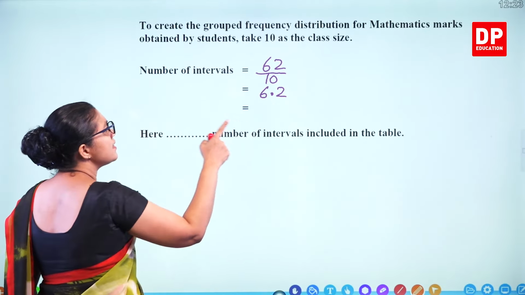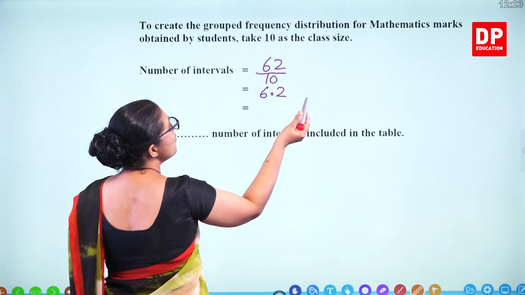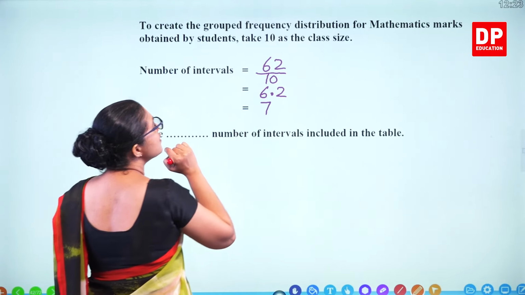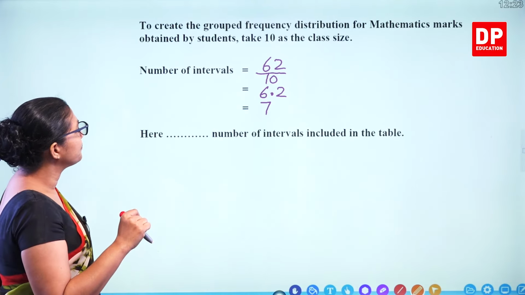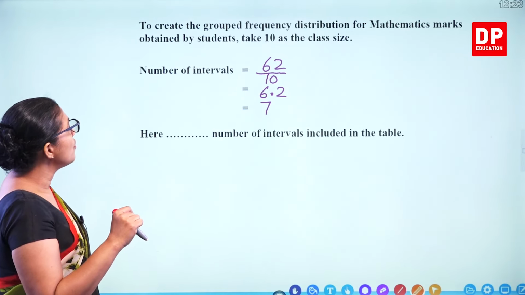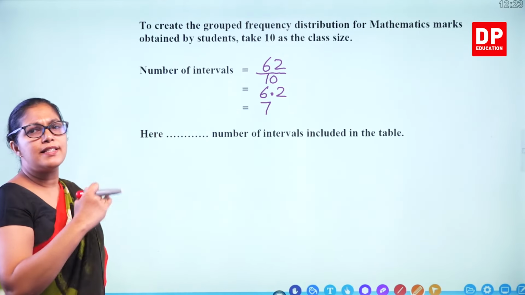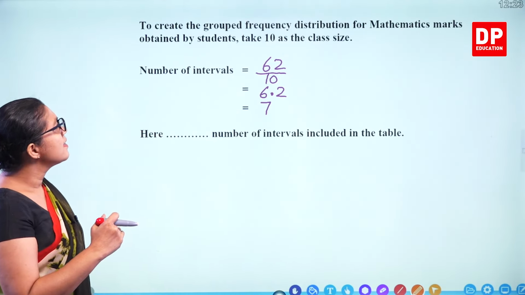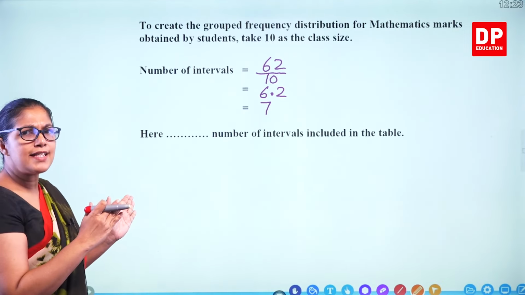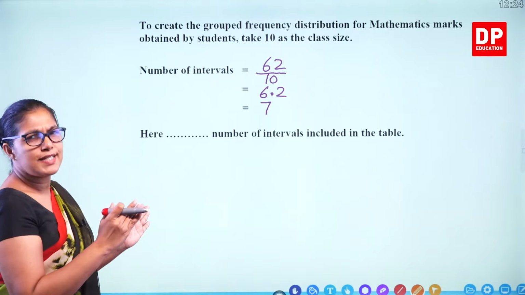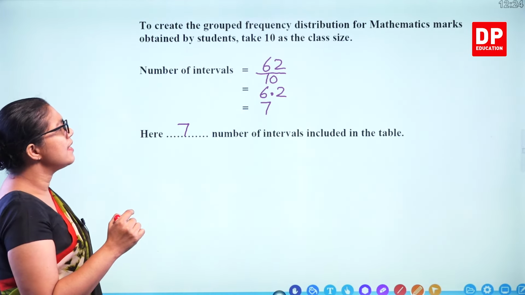So you can get a value close to that. So we'll take the value 7. That's the highest integer. So we can say we need 7 intervals in this data set if we take the class size as roughly 10. So here, 7 intervals are included in the table.